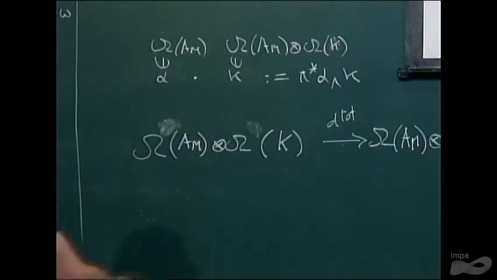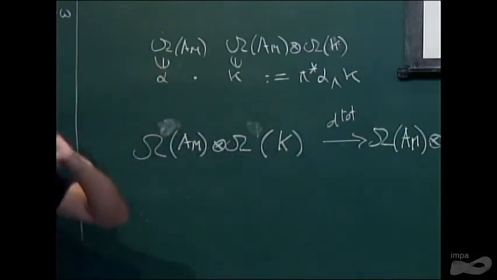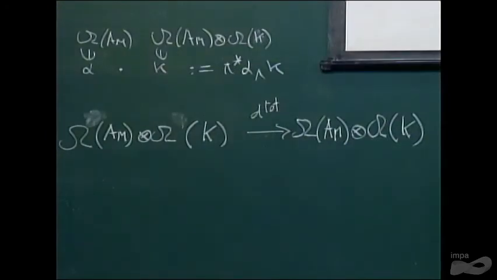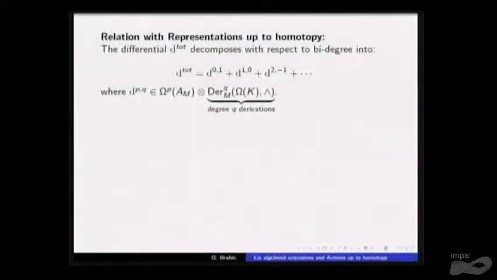So what one can do is to decompose this differential into several degrees, just the way you would do for a representation up to homotopy. And so all these D appearing here, you can see them as forms on the base, now with values in derivations of Omega(K) of degree q. Okay. Now let me point out that those are derivations of the wedge bracket. So those should be derivations in the sense of graded algebra. Okay.